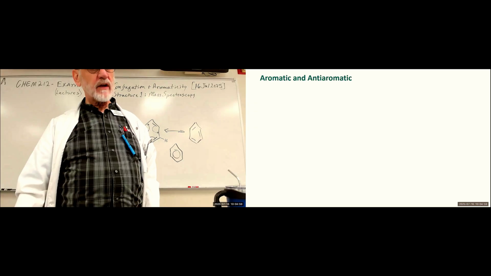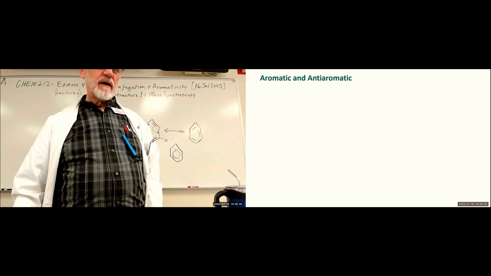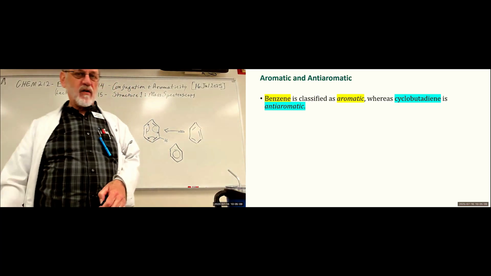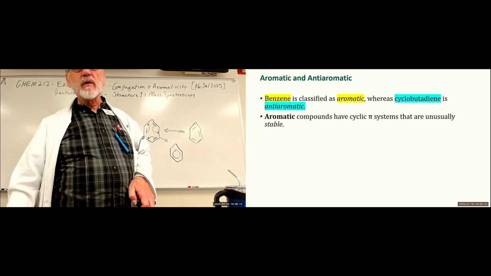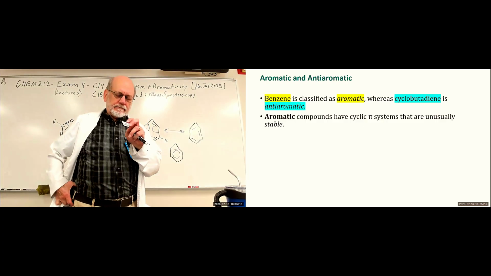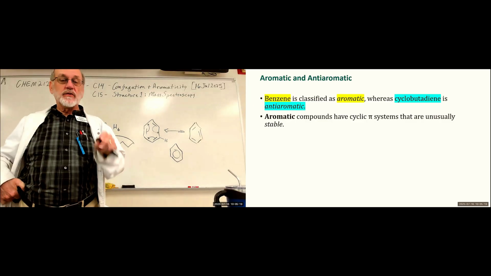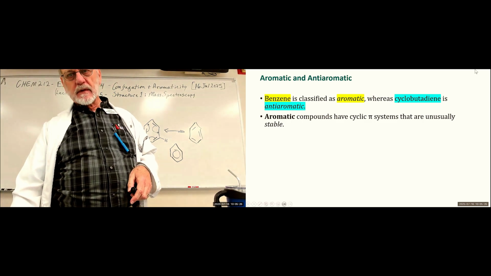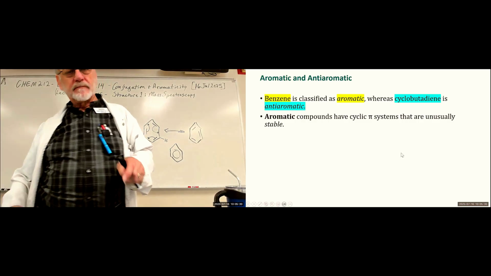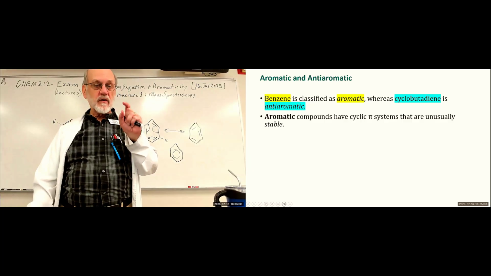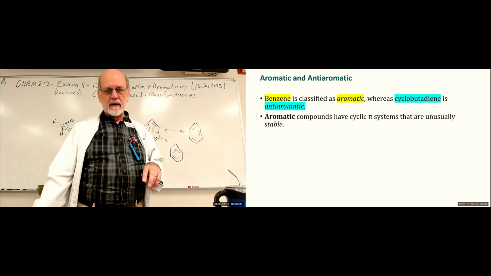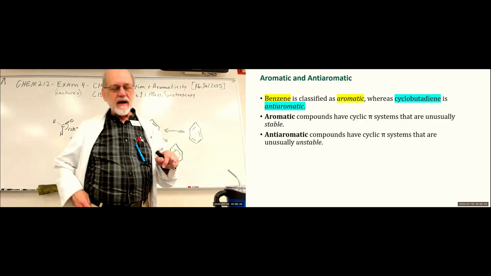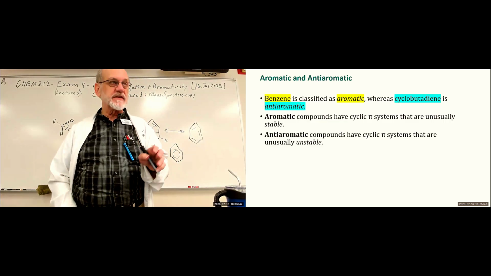Okay, now we can go to discussion of what do we mean by aromatic versus anti-aromatic. Benzene is aromatic. Cyclobutadiene is anti-aromatic. And we're going to be introduced to a rule or a set of rules that help us differentiate between aromatic and anti-aromatic, so we don't have to fumble around. Aromatic compounds have cyclic pi systems that are unusually stable. All right, that's a blanket statement. They have to be ring structures. Anti-aromatics also are ring structures, but they're not stable.